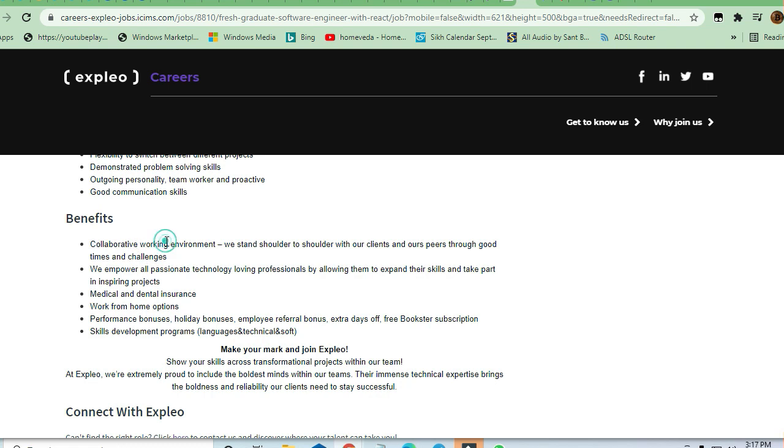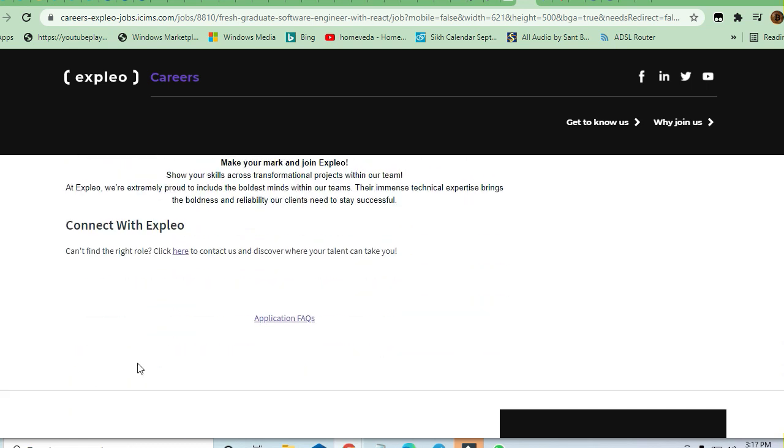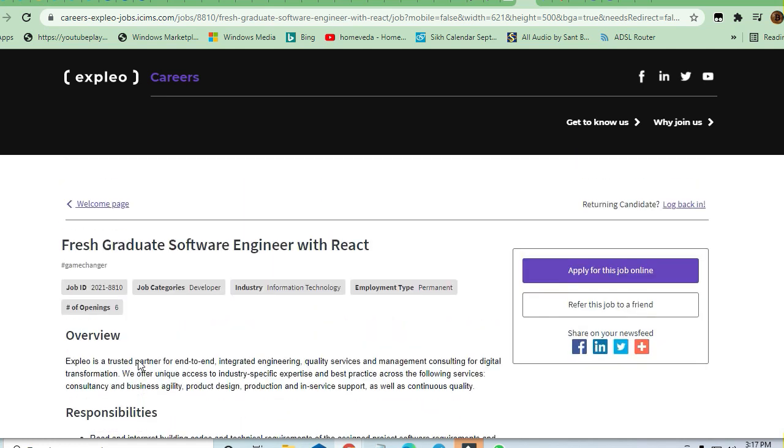You will be getting a collaborative work environment, and we stand shoulder to shoulder with our clients and peers through good times and challenges. We empower all passionate technology-loving professionals by allowing them to expand their skills. Okay, now dental and medical insurance will be there. There will be work from home options and performance bonuses, holiday bonuses, and employee referral bonuses. All these facilities you will be getting, and skill development programs will also be there in this company. So it's a good company, guys.